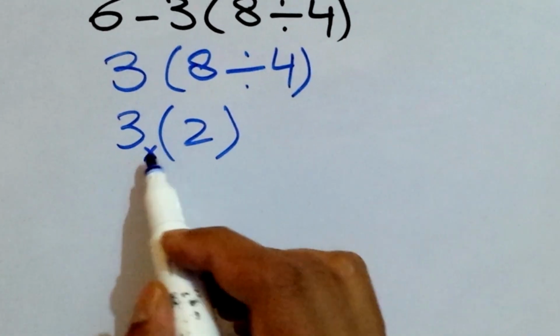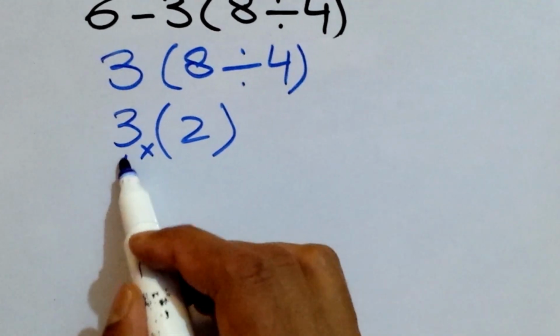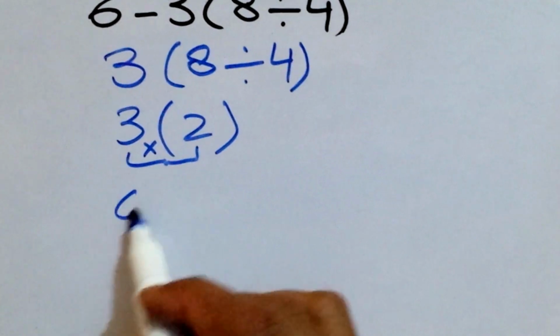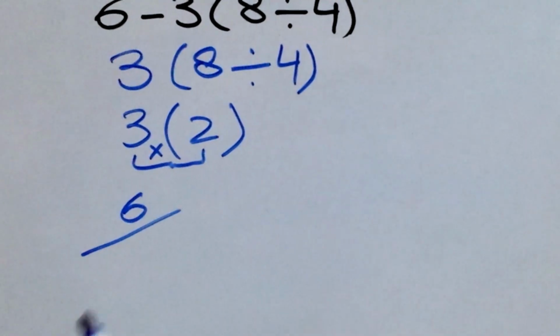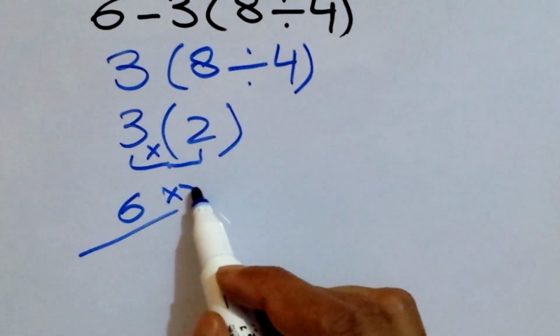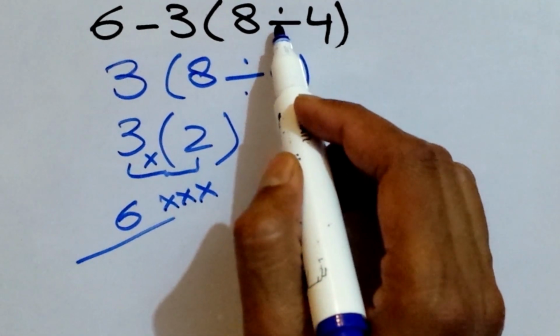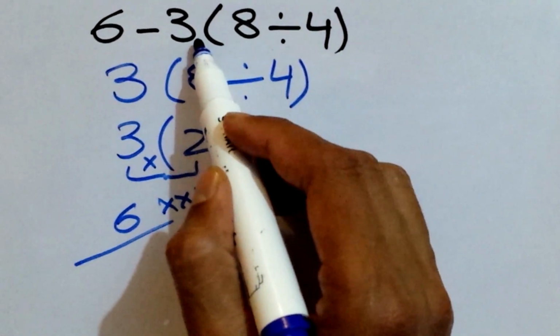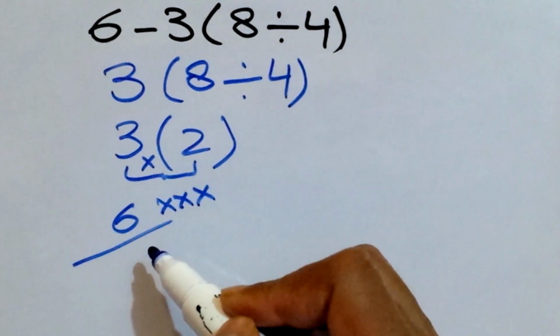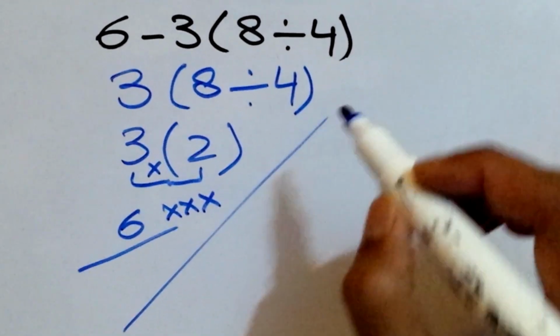And here is a hidden multiply. So 3 times 2 equals 6. But this is wrong. Why? Because after parentheses, multiplication must be done before subtraction. Right? So follow the order of operations.